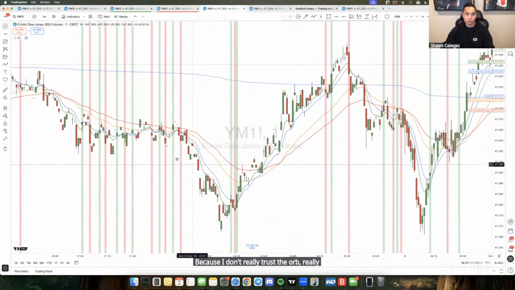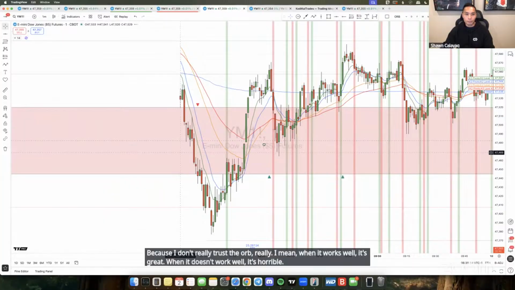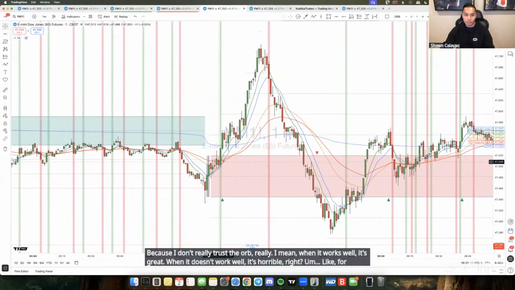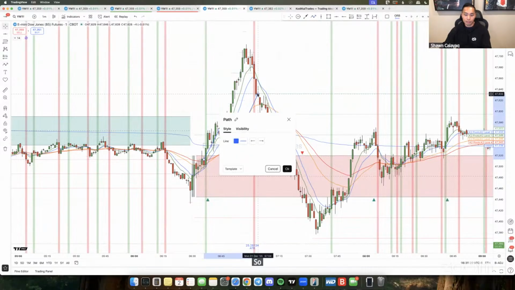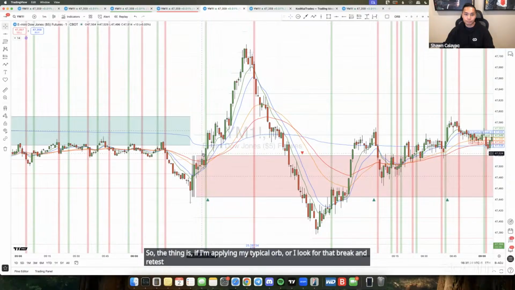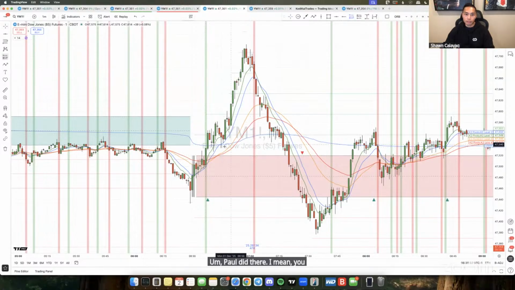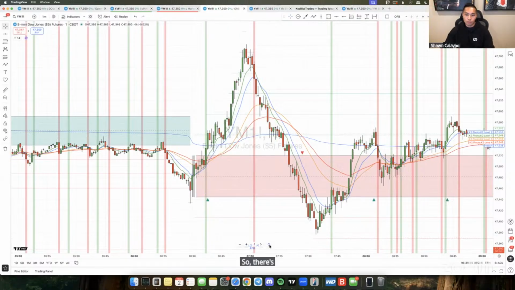I mean, when it works well, it's great. When it doesn't work well, it's horrible, right? Like for example, the ORB from yesterday, see, these never come back to retest. So the thing is, if I'm applying my typical ORB where I look for that break and retest, it just never comes. But if you have that break and close, kind of like what Paul did there, it'd be great because you break right past and go straight up. So there's a lot of different ways to do it.